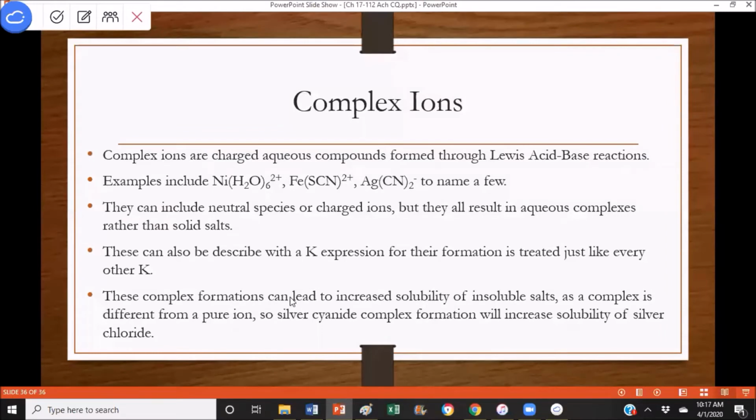But the only reason I bring this up is because these complex formations can lead to surprisingly increased solubility of insoluble salts. So, for example, silver cyanide would take silver plus out of solution. So if I add cyanide to silver chloride, the solubility of silver chloride would increase because the silver that dissolves is being used up to form this weird complex here. So we can get an increased solubility by mixing something else in.